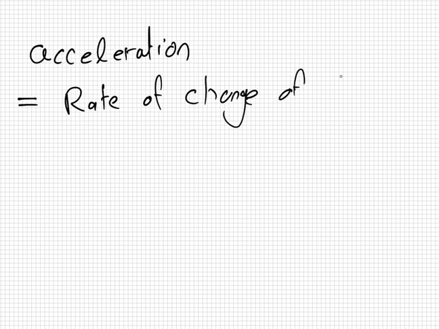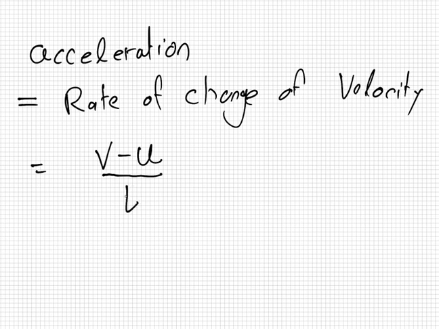So we can give the definition here. Acceleration is the rate of change of velocity. And if you want that as a formula, that is V minus U, because that's how much the change is. And as you said there, we'll go divided by T. So this is like the definition for A. It's the definition formula.